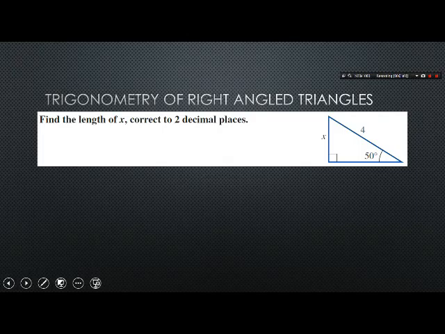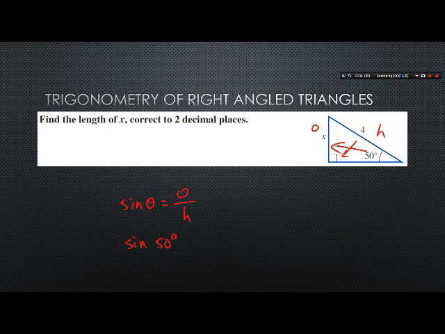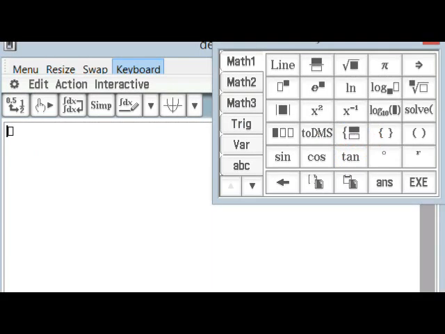So just as an example, find the length of x correct to 2 decimal places. If you have a look, this is on the other side of the angle, so this one's opposite. This is opposite to the right angle, so this is a hypotenuse. So because we have opposite over hypotenuse, we then can use sine. We have the angle being 50 degrees, so that's sine 50 degrees. We have the opposite being x, and then we have the bottom being 4.